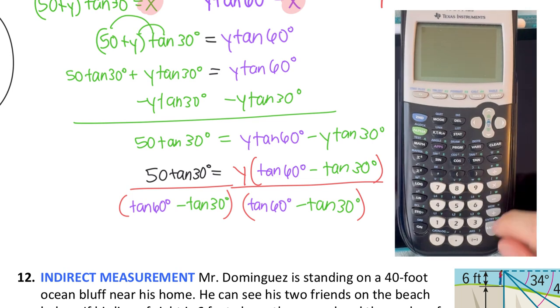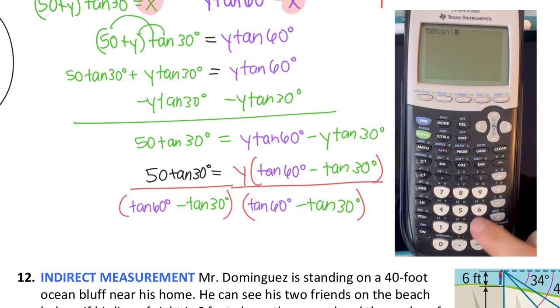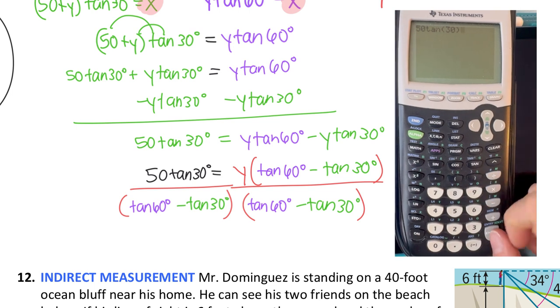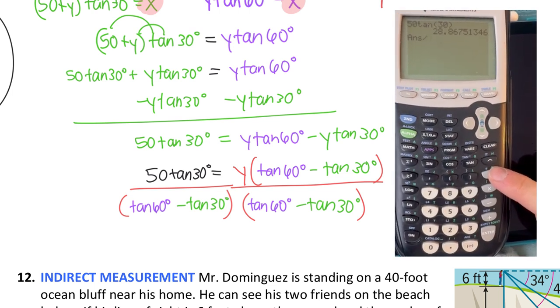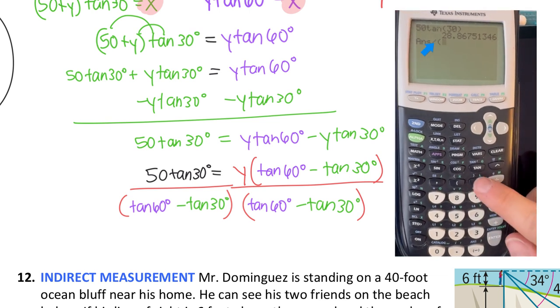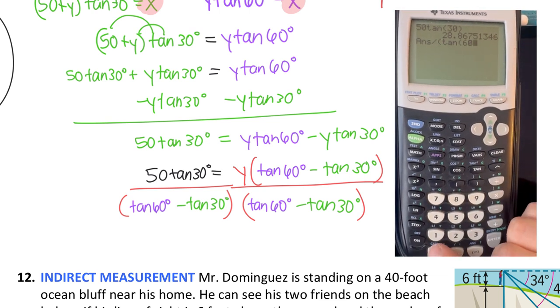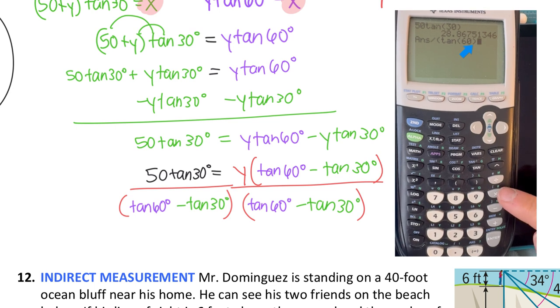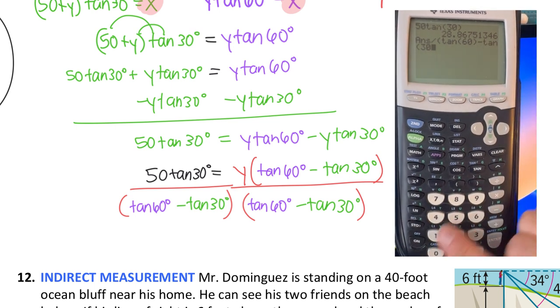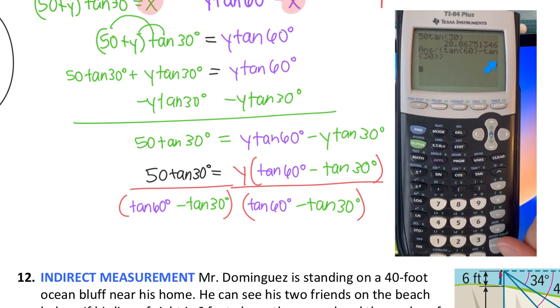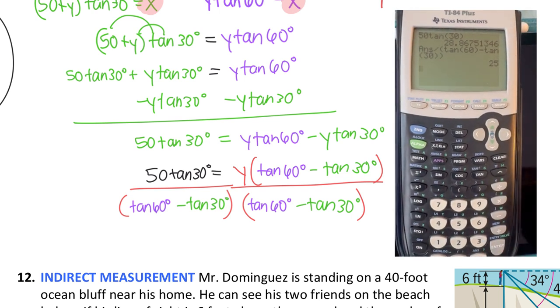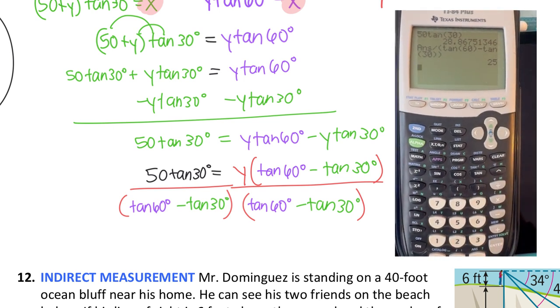Okay, here it is. I am typing in 50 times the tangent of 30 degrees, and then I've got that exact answer there, and then divide by, so it has Ans, parentheses, tangent of 60 degrees minus tangent, and make sure you end the parenthesis there, minus the tangent of 30 degrees. And then you're going to get exactly, in double close, 25. So that's a very nice convenient number for us. So we got y equals 25.